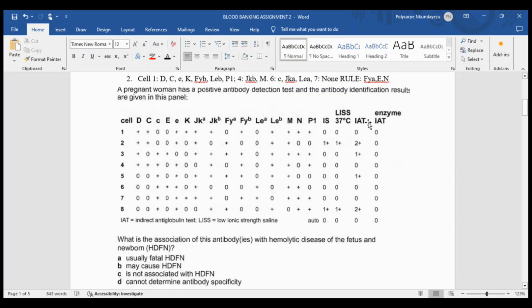Everywhere is negative. And you can see that when you are using only IAT, or indirect antiglobulin testing alone, there is a certain reaction. Which means it is not the E. It should be the Duffy, because the Duffy A is the one that is destroyed by enzymes, and it can't react on enzyme treatment. That's the first comment.